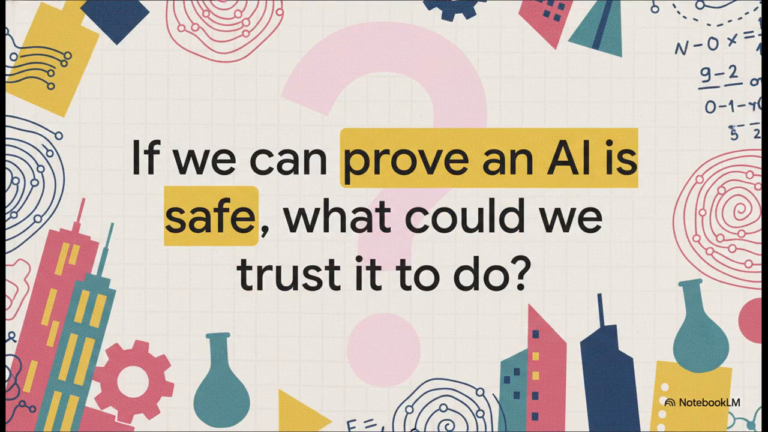And that leaves us with a pretty fascinating final question. Frameworks like CAST are still mostly theoretical, but they point to a future where we might not have to simply trust AI. We might actually be able to prove that it's safe. So if we can do that, what kind of problems could we finally solve?